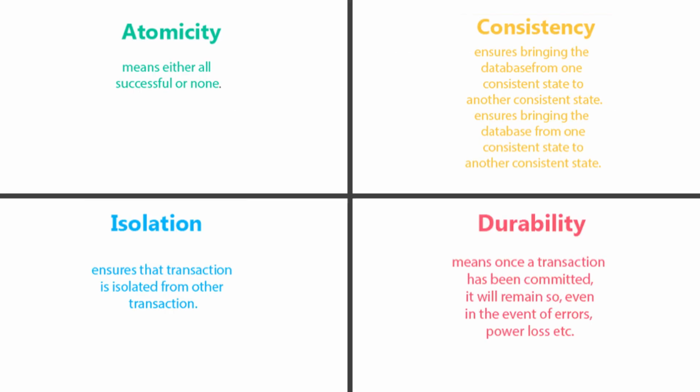So what is atomicity? Atomicity will guarantee that the transaction is either executed or not executed. It means that either all are executed or none of that is executed. So that is atomicity. It cannot be partially executed.